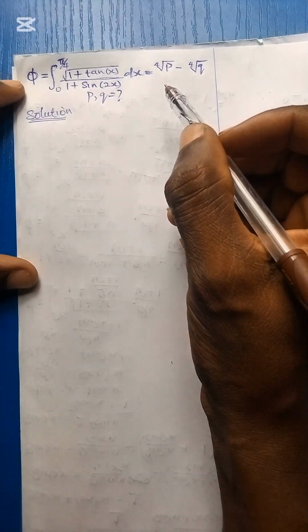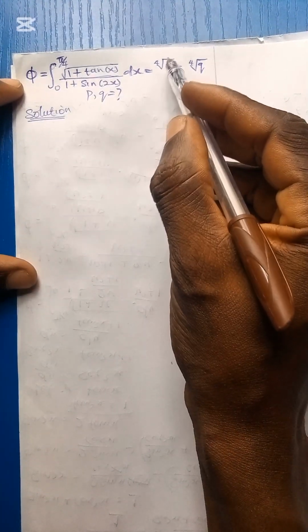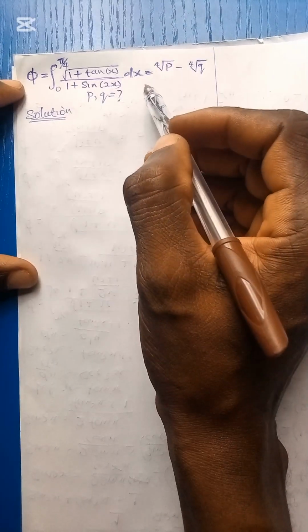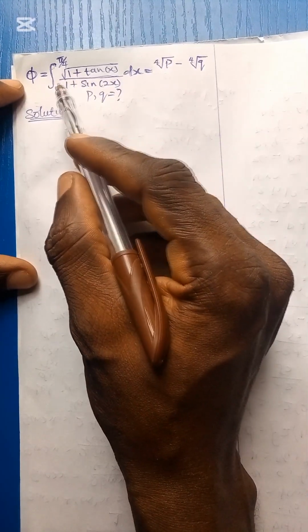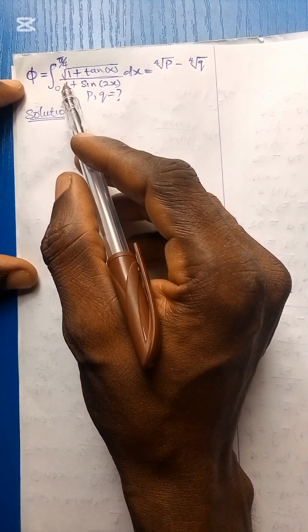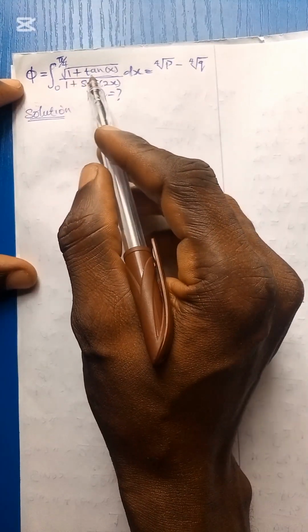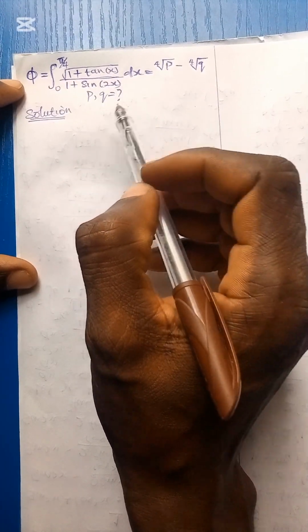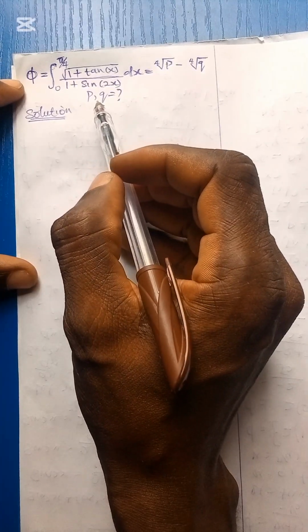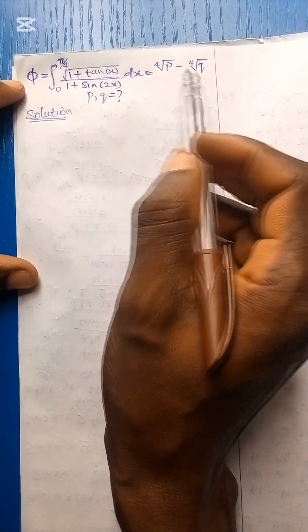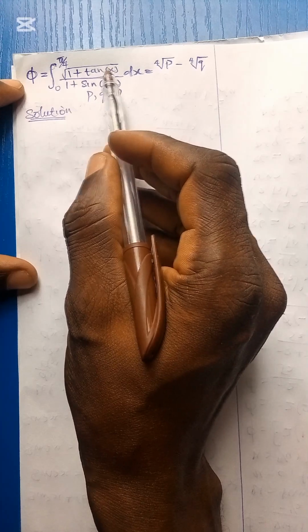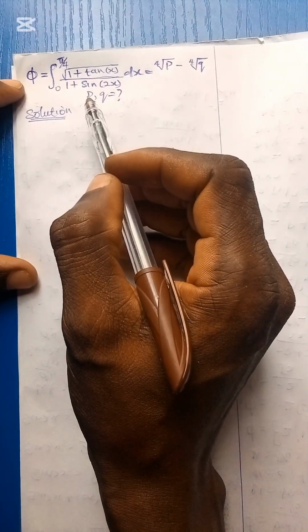What value of P and Q such that the fourth root of P minus the fourth root of Q is equal to the integration from 0 to pi over 4 of the square root of 1 plus tan x all over 1 plus sine 2x. What do we need to solve this problem? We are required to find the values of P and Q, but we cannot do that if we don't find the value by solving this integration.